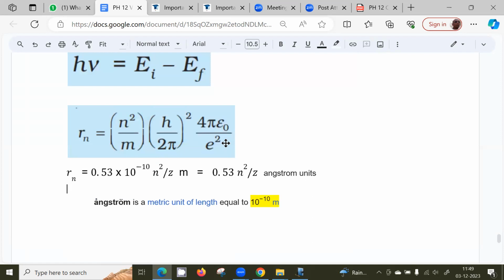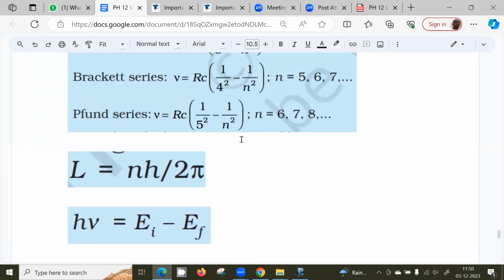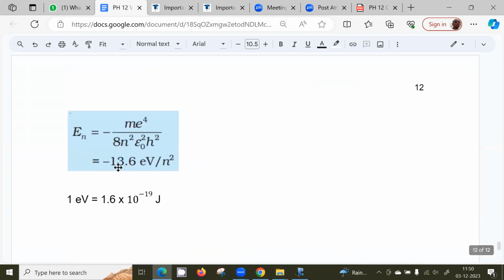This is for hydrogen atom. If I put Z here, it will work for any hydrogen-like atom. And the energy formula is minus 13.6 by n square. And with Z, I think it goes as Z square. We input Z.